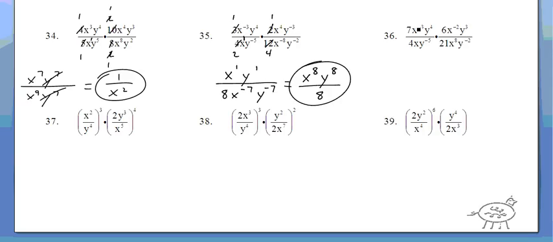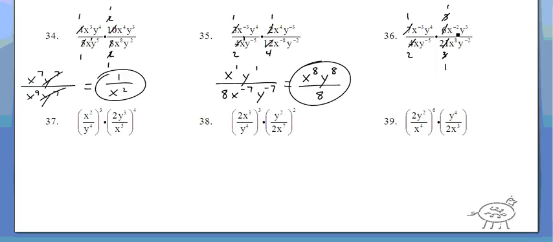Alright, so let's do the same thing here. 7 goes into 7 once, 7 goes into 21 3 times, 2 goes into 4 twice, 2 goes into 6 3 times, and then we have a 1 and a 1 there. So we just really have a 2 on the bottom. And let's multiply everything across.